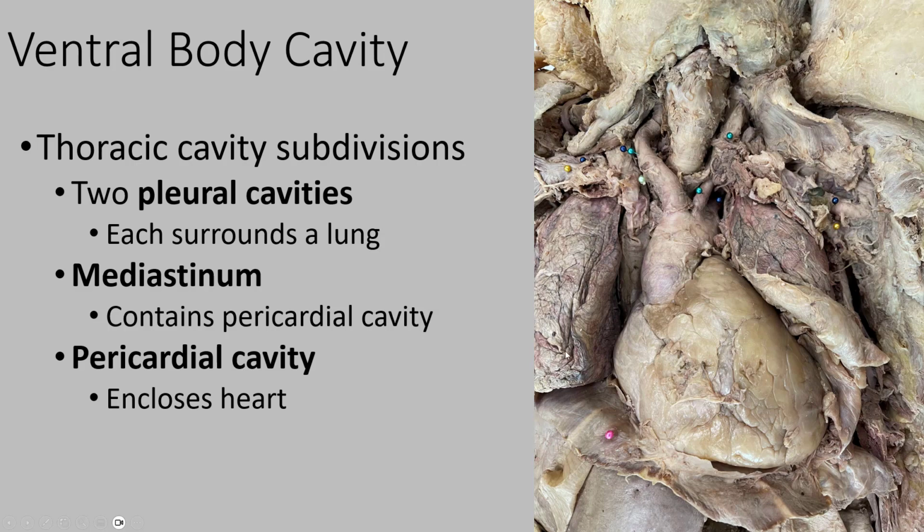So right here is the right lung. Over here is the left lung. Each of these lungs sits within a cavity called either the left or right pleural cavity. In between the 2 pleural cavities, starting at the lower part of the throat and going all the way down to the diaphragm, is something called the mediastinum, sometimes called the medial mediastinum.